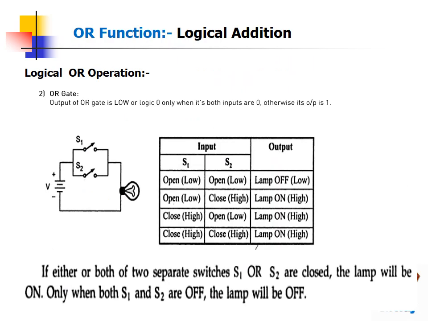We can see that the OR function is logically addition. So as per the analogy, S1 and S2 are parallel switches. If either or both of the two separate switches S1 or S2 are closed, the lamp will be on. Only when both S1 and S2 are off, the lamp will be off. So if S1 and S2 are open circuited in the first case, the lamp is off. But in the second case, if any one switch is closed or any one value is high, the lamp will be on. So this is the analogy for the OR function.